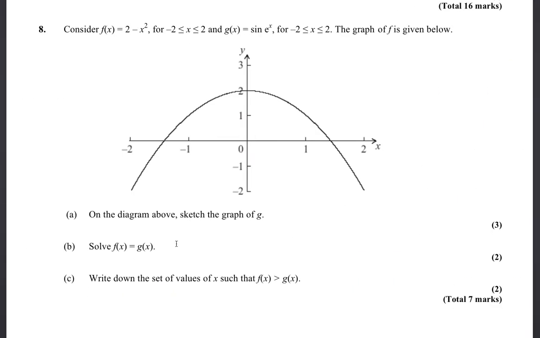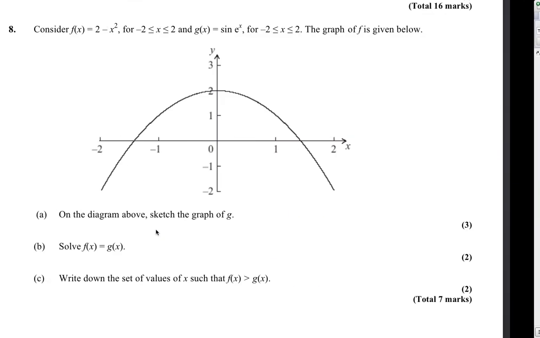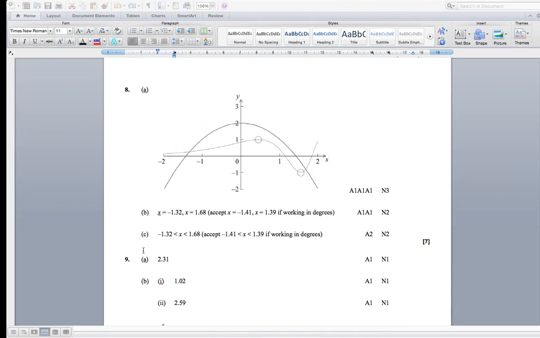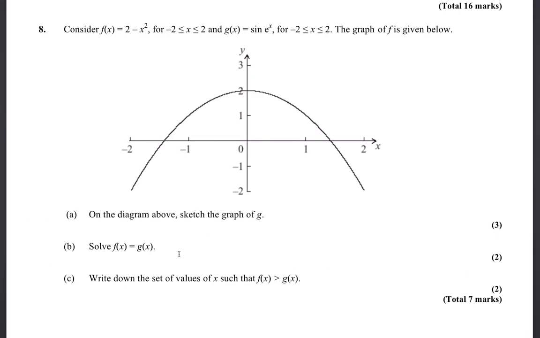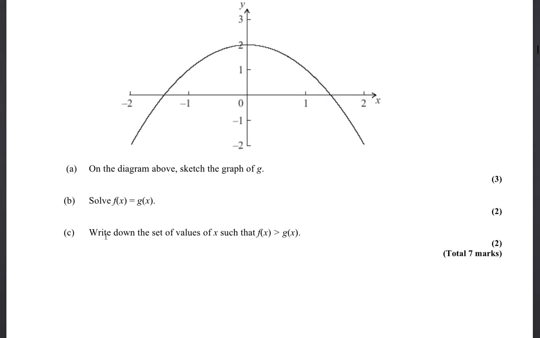Now next one is solve f of x equal to g of x. That is a very simple question. You just have to find the point of intersection. So G solve, intersect. One value is minus 1.32 and the other value is 1.68. So let us cross check. Minus 1.32 and 1.68 there. That's right.